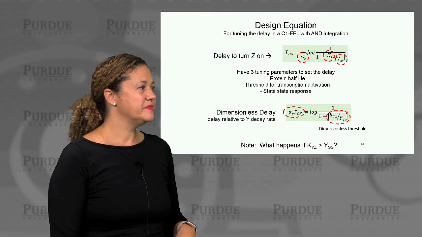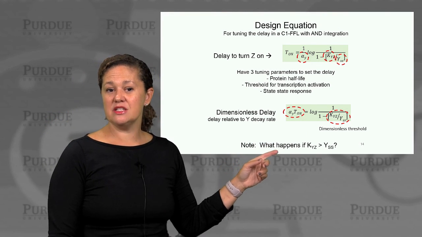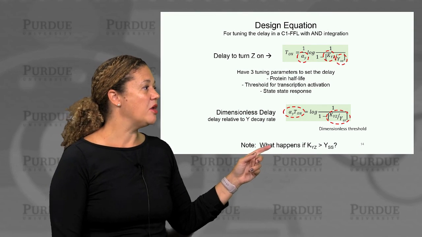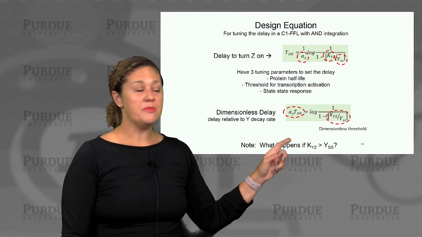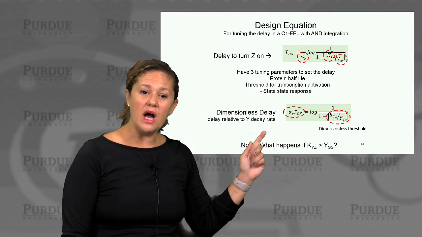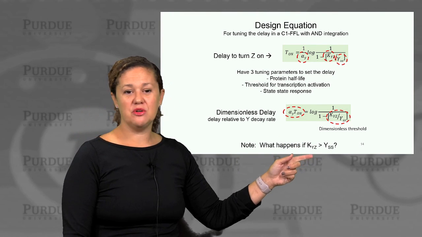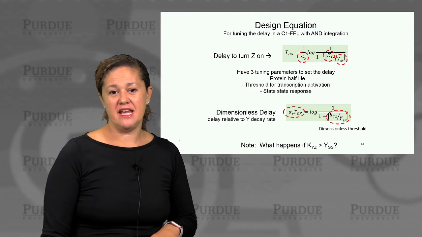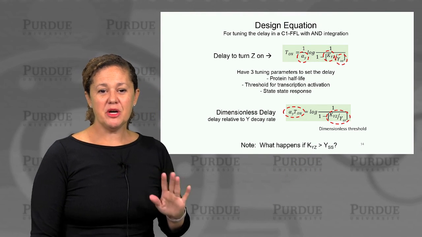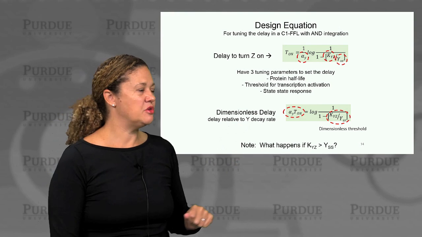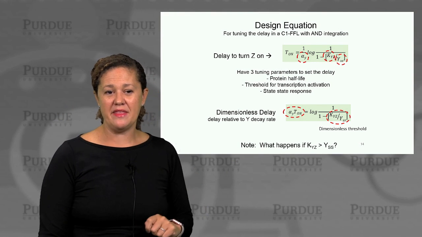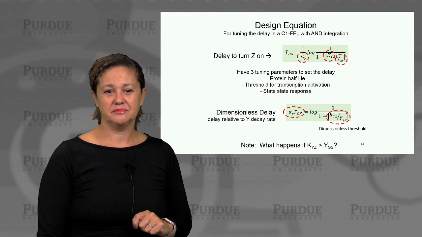And I'll take a second here to take a look at the equation and think about what happens from the equation standpoint of view, and then why does that make sense? What happens if our threshold is greater than our steady state value of Y? So pause the video and just take a second to look at the equation and think biologically why that makes sense.